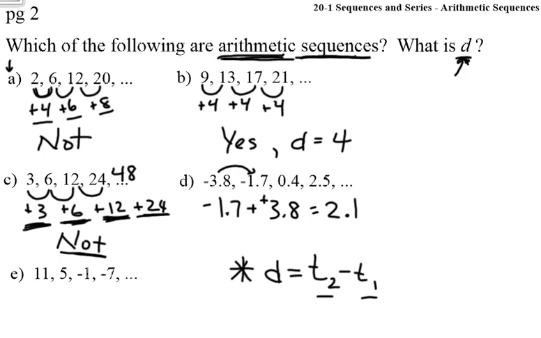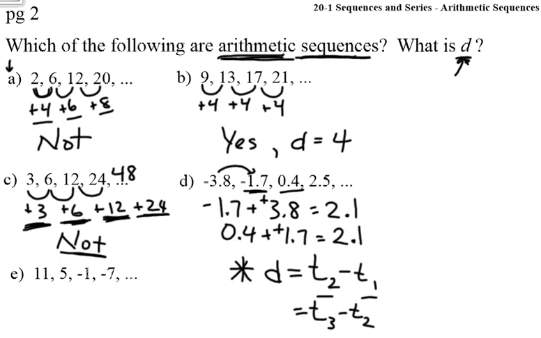So what's another way to get the D value? Take a term, which in this case I'll go to term 3, and subtract the previous term. So I can take term 3, 0.4, subtract the previous term, subtract negative 1.7, change. What do we get? We get a value of 2.1. So there you go. We have a constant D value.